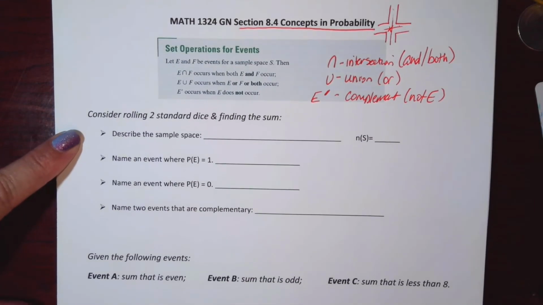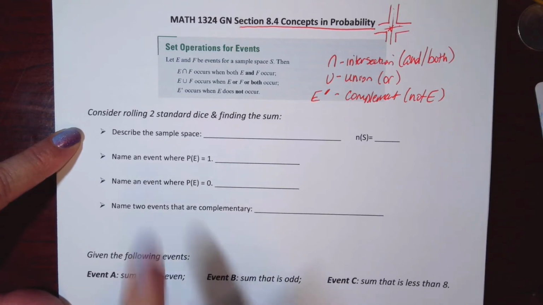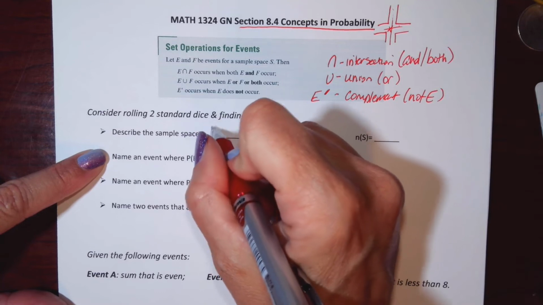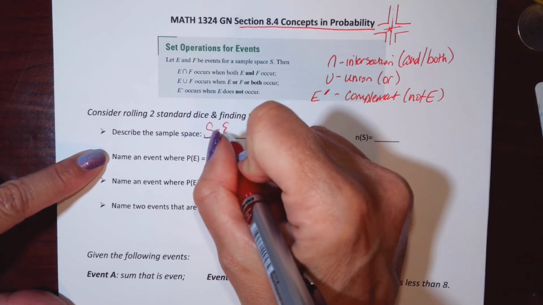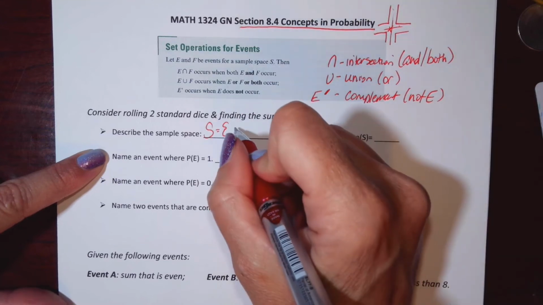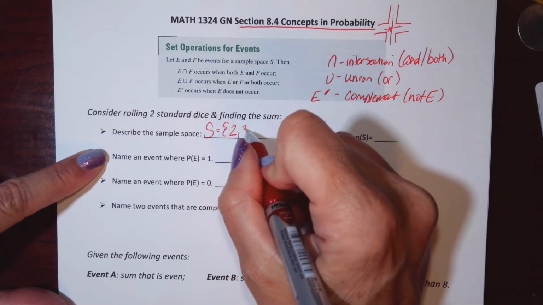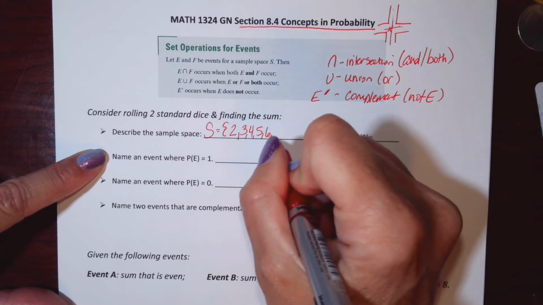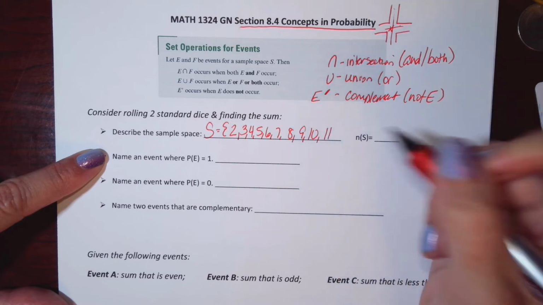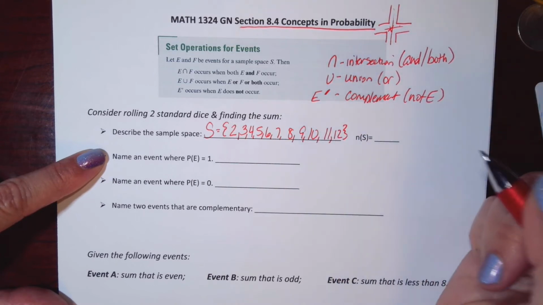Okay, so let's think about this. Consider rolling 2 standard dice, regular dice, and finding the sum. Well, what's my sample space going to look like? If I'm finding sums, the smallest value I can roll on each of those dice is a 1, so the smallest sum would be a 2. I could roll a 3, 4, 5, 6. What's my largest possible roll? The largest number on each die is a 6, so the largest sum would be a 12.